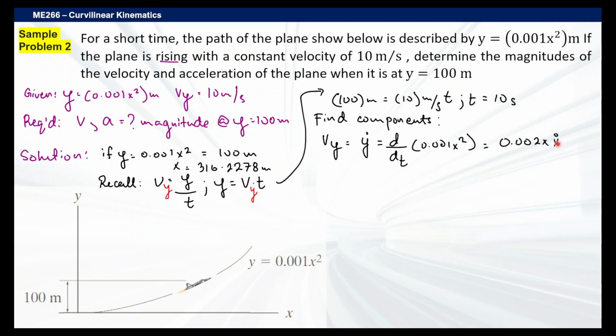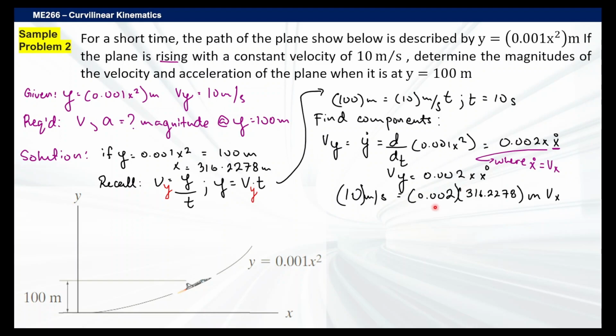And then let's keep it that way. And then of course, x here is technically position x. So Vy naman dito is 0.002x times x dot. We can rewrite that as: that will be 10 meters per second. That's given. And 0.002 galing yan sa derivative na 0.001x squared. And then x prime, I'm just gonna call it x prime na lang.